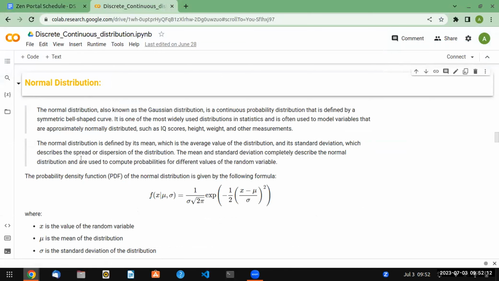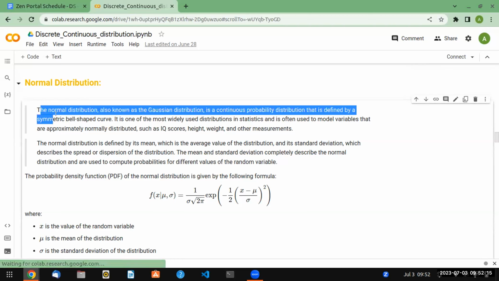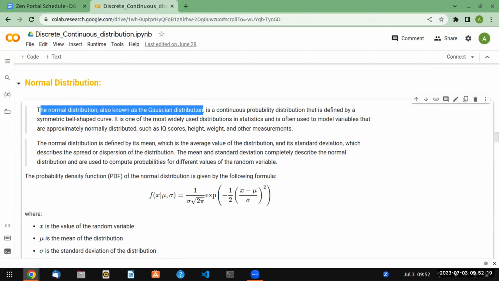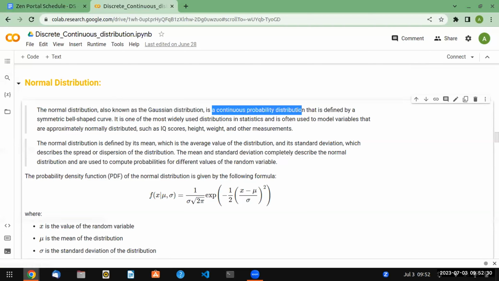Now let's try to understand the mathematics here. The normal distribution, also known as Gaussian distribution. You may have heard this term also, Gaussian. Gaussian and normal both are the same. It is a continuous probability distribution, not frequency, probability distribution, that is defined by a symmetric bell-shaped curve. So that is one learning you are getting from here about normal distribution.